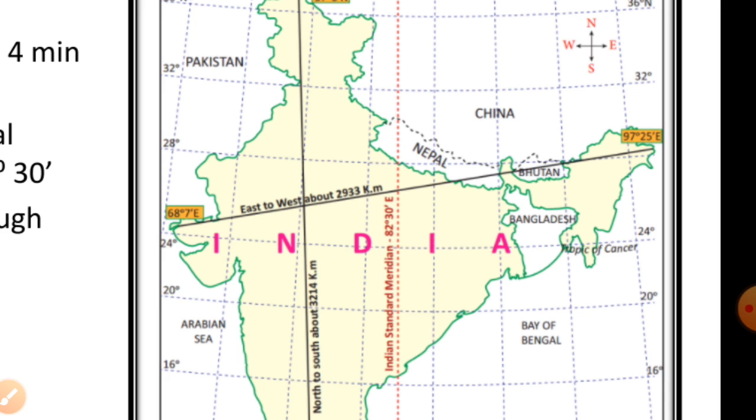For that, we take the central meridian of India, that is 82 degrees 30 minutes east longitude, which passes through Mirzapur. Based on this, our Indian Standard Time is 5.30 hours ahead of the Greenwich meridian.